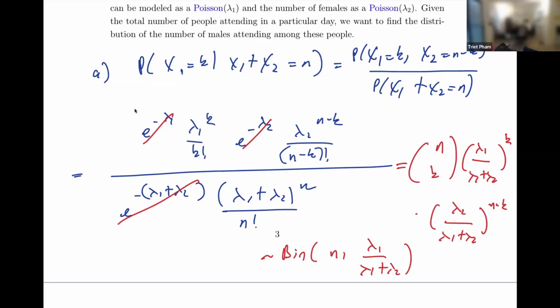Okay, any questions so far? And also pay attention to what is conditioned, right? Conditioned on x1 plus x2 equals n. So that can be replaced with x1 plus x2 right there for future calculation.